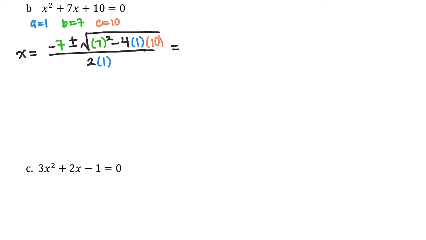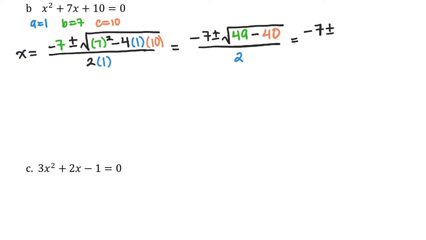Okay, we're plugged in. Let's go ahead and simplify this. Okay, in the radical I have 7 squared. 7 times 7 is 49. Minus 4 times 1 is 4. 4 times 10 is 40, so minus 40. All over 2 times 1 is 2. Let's go ahead and keep simplifying this. Negative 7 plus or minus the square root. 49 minus 40 is 9, and I still have a denominator of 2.